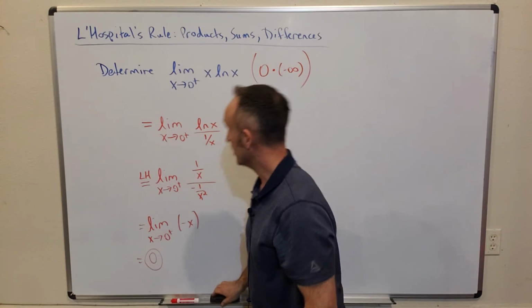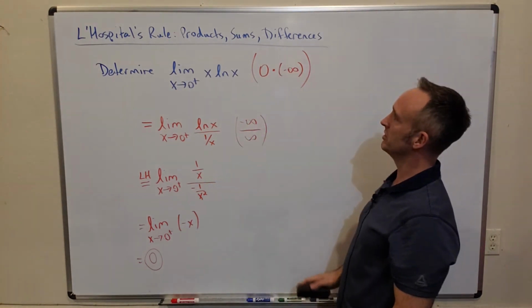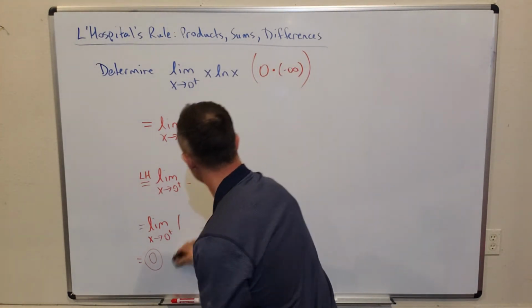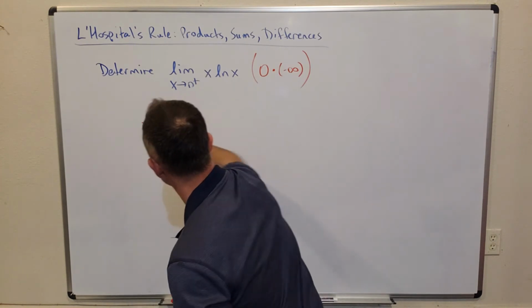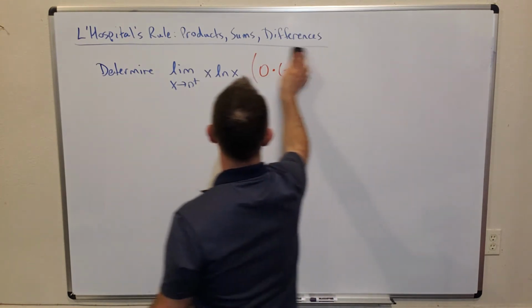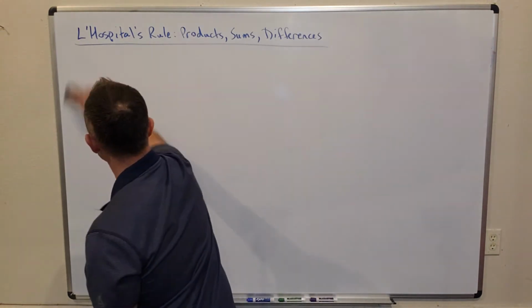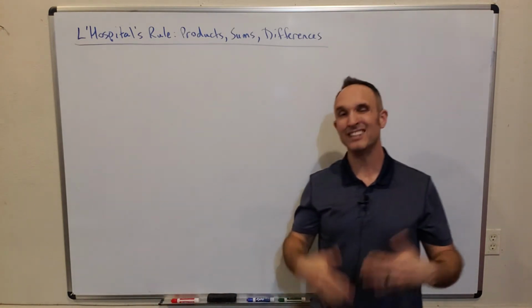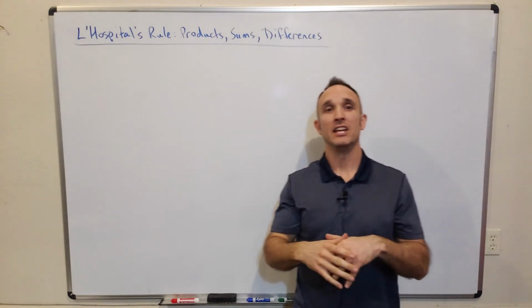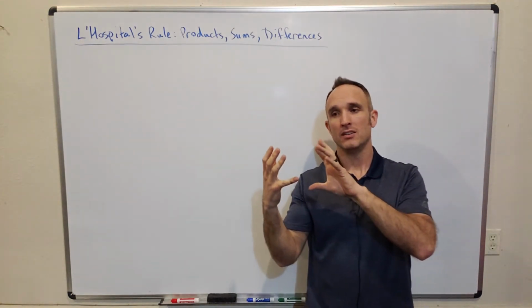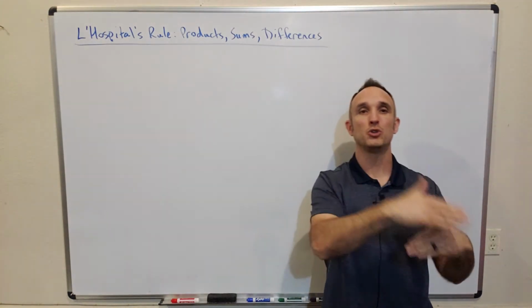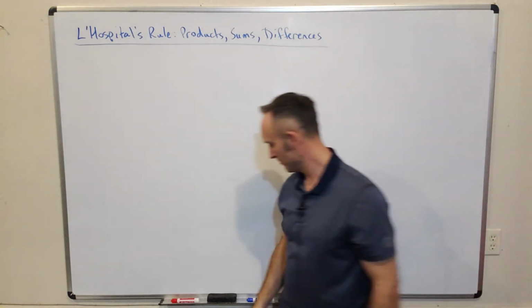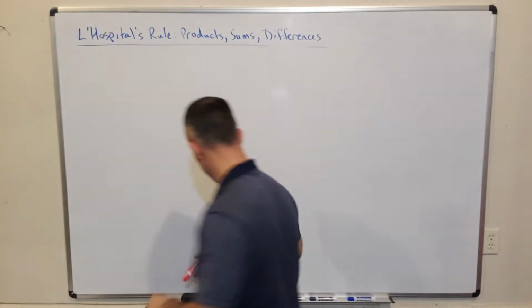Okay, let's move on to the rest of the video, which deals with sums and differences. When you're dealing with the sum or difference, you still need to have an indeterminate form to start with. Then you have to turn your function into a quotient so you can apply L'Hopital's, okay? So here we go. Let's consider this example.